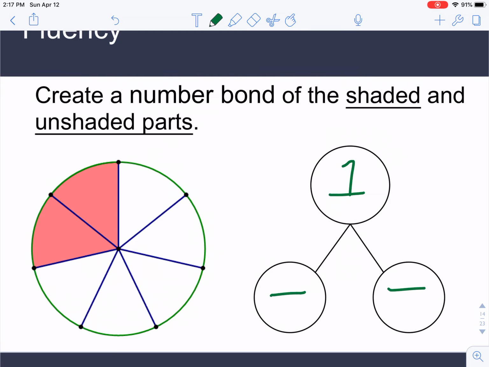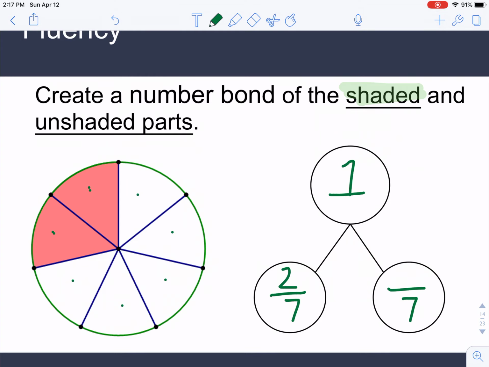First, we're going to figure out the fraction of the shaded region. To do this, we need to figure out our denominator. Let's count our equal parts. 1, 2, 3, 4, 5, 6, 7. I know that I have 7 equal parts, so my denominator is going to be 7. Now, let's go back and see how many are shaded for our first numerator. We have 1, 2. 2 are shaded.